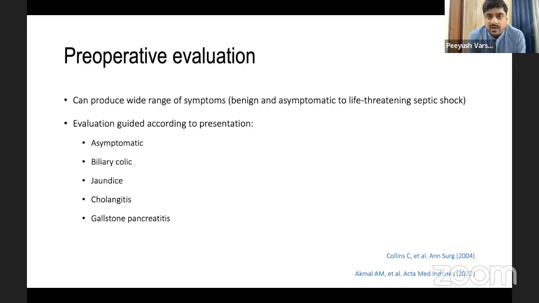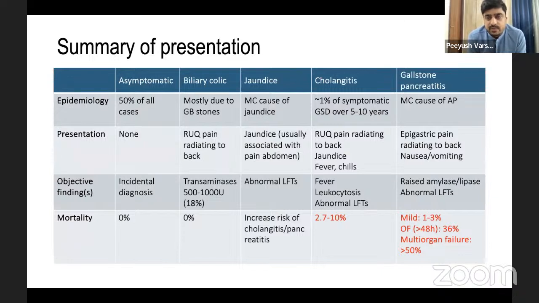So it has to be guided by what presentation the patient has come with, whether the patient is asymptomatic, or presented with biliary colic, jaundice, cholangitis, or pancreatitis. To briefly summarize, these are the 5 most common presentations of CBD stone. The last 2, cholangitis and pancreatitis, have to be dealt with seriously because there is a risk of mortality associated with these conditions. Whenever the patient comes with cholangitis or pancreatitis, a thorough evaluation needs to be done, and urgent biliary drainage or control of sepsis has to be done if required.